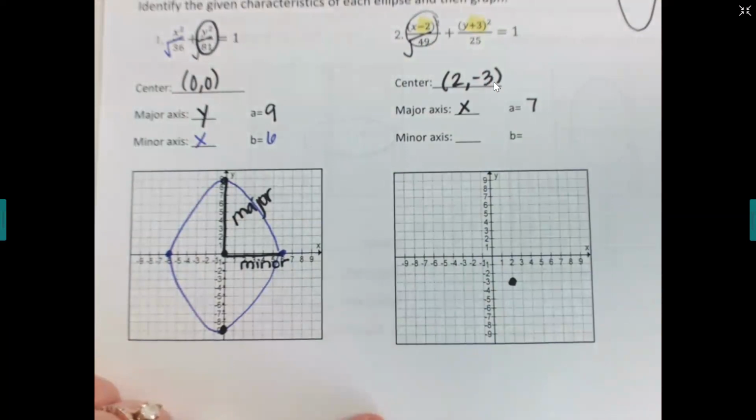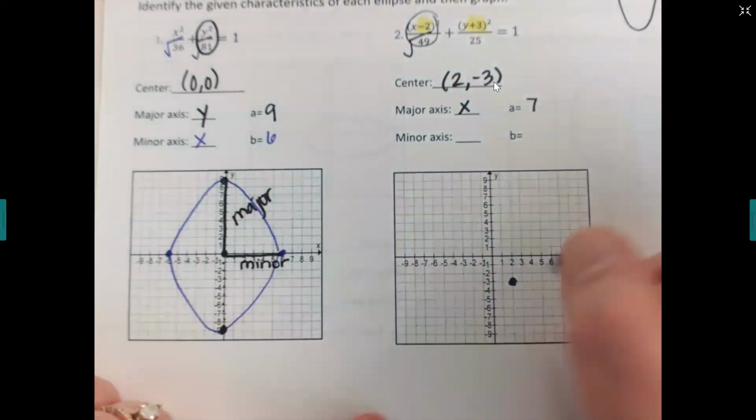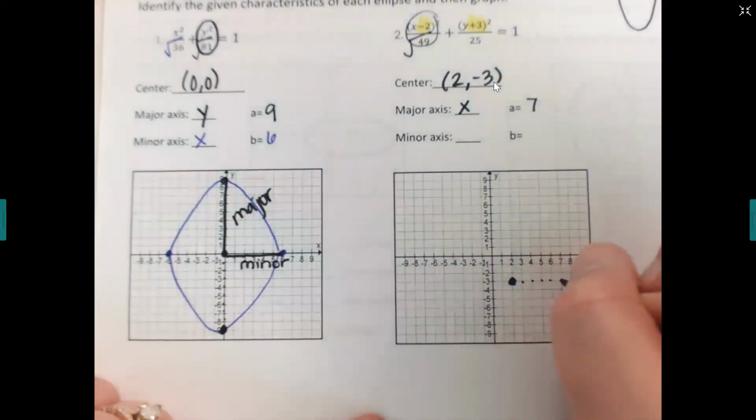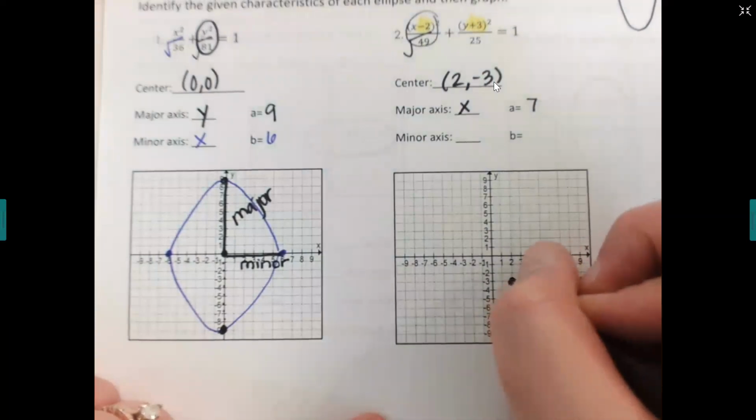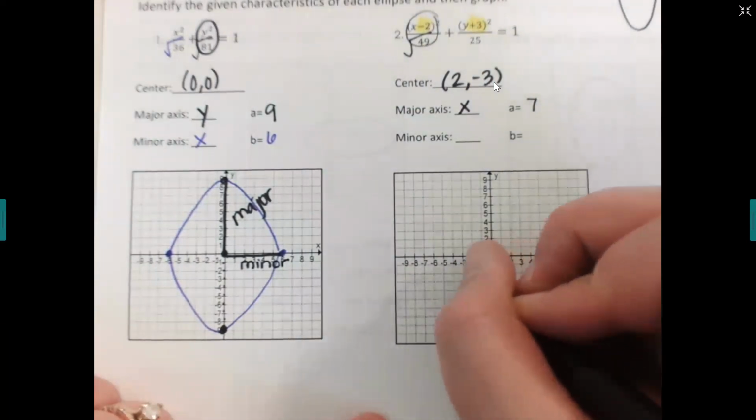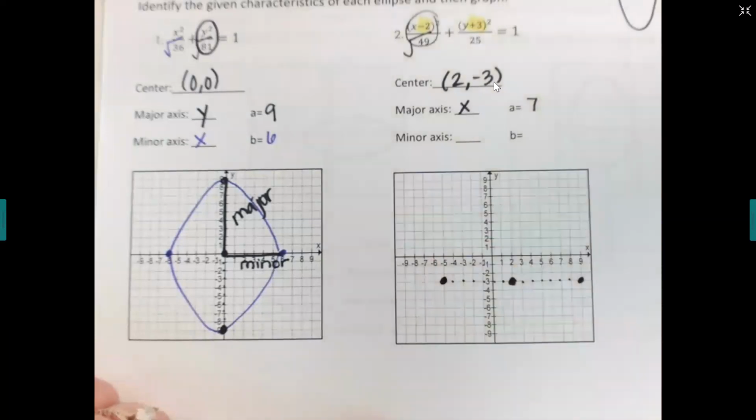So then in the X direction, that's horizontal. I'm going to count 7 this way. 1, 2, 3, 4, 5, 6, 7. And then 7 this way. 1, 2, 3. Okay, so it's going to be really wide. Now let's see how tall it's going to be.